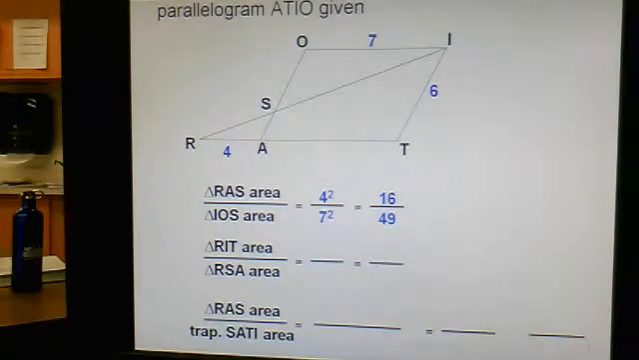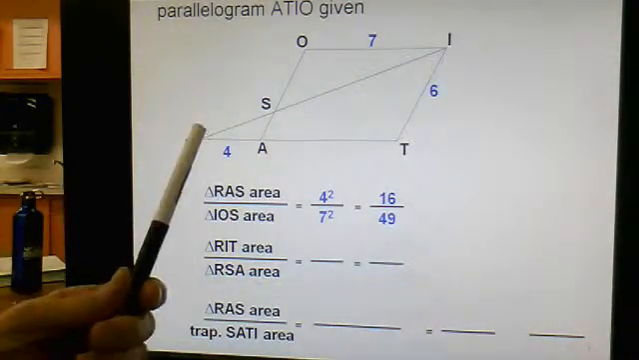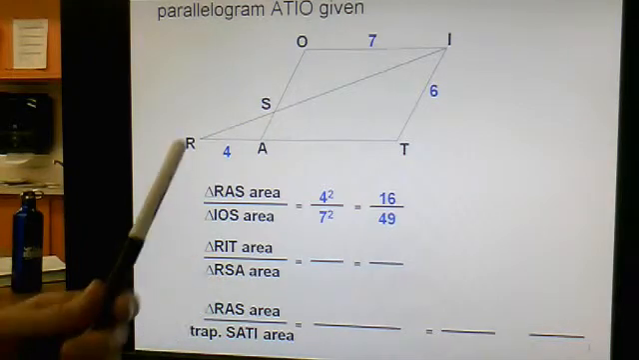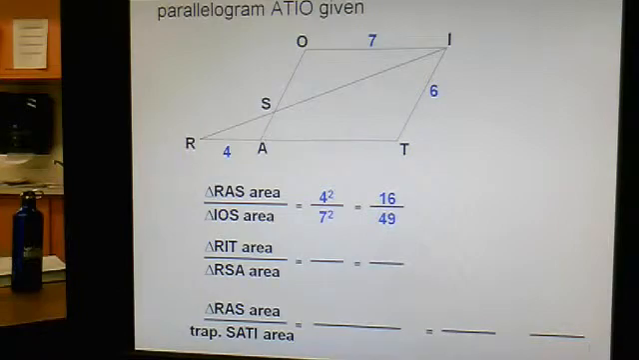And if you haven't paused yet, this is a time in class where I pause for probably a good 5 minutes and let people really work through this. If you really want to get the hang of it, try it on your own, come back to it here, and then check your answers. RIT is the big triangle. I'm comparing that one to RSA. So big triangle compared with the small triangle.